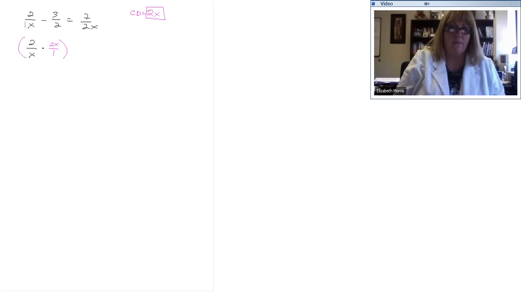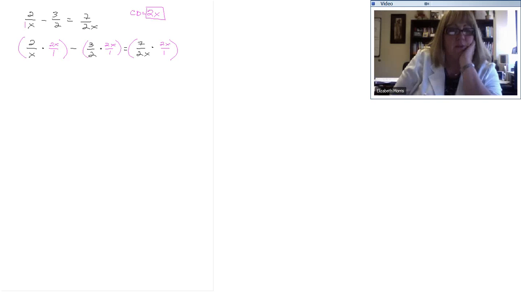Minus 3 over 2, times each piece by the common denominator. It takes me a second here because I have to keep changing my colors. Times, again, each piece I am multiplying by the common denominator.